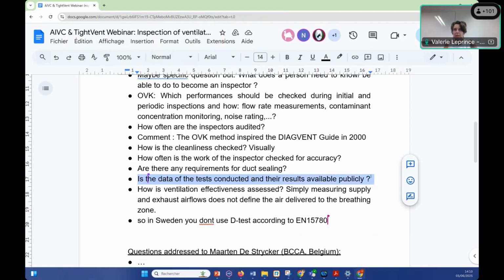Is the data of the tests conducted and their results available publicly? So do you have some kind of national database that gets all the reports? No, not yet, but in fact Boverket in Sweden, which is the authority that takes forward rules and such things about ventilation, has a suggestion that we should implement a national database for the OVK protocol, but we don't have it yet. So it's at the municipality level. That's where it is today.